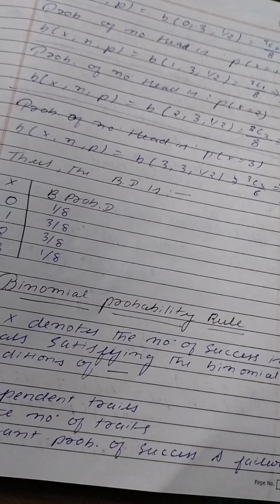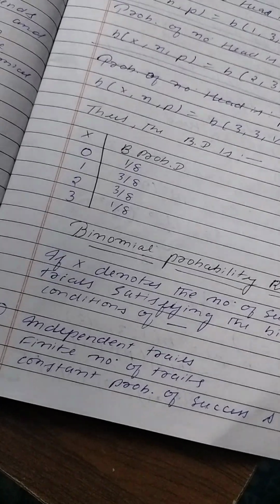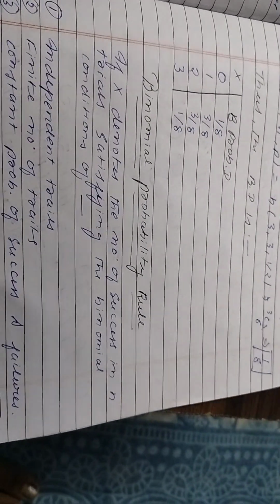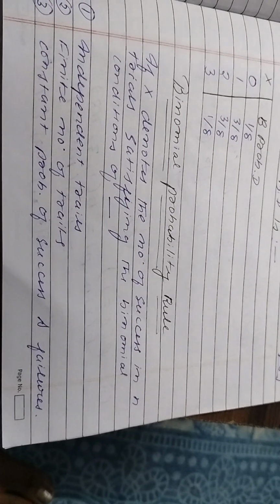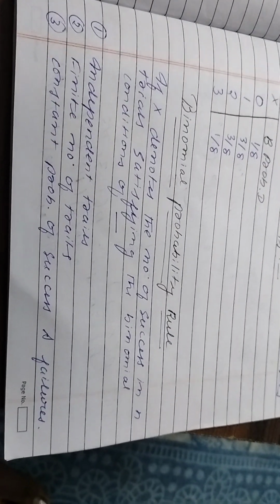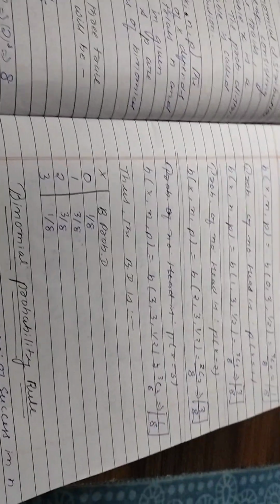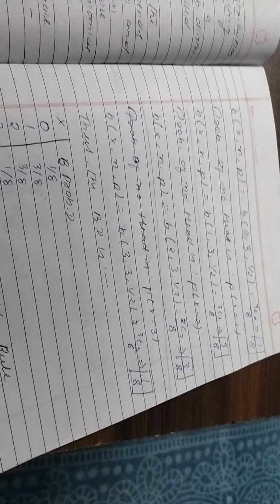And then we have the binomial probability rule. So what is the binomial probability rule? Let's begin. If x denotes the number of successes in n trials satisfying the binomial conditions of independent trials, first, whatever trials you are taking should be independent. Let's suppose you see all the trials 0, 1, 2, 3, don't you think they are independent? They are not dependent on each other, they are totally independent.